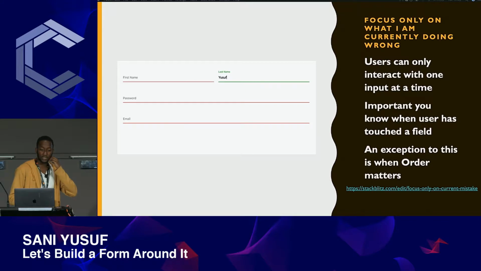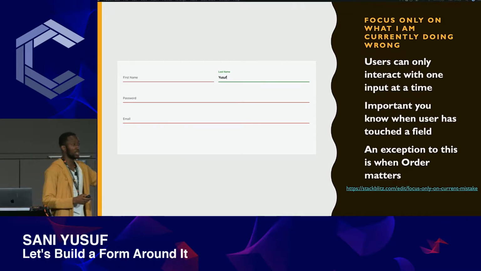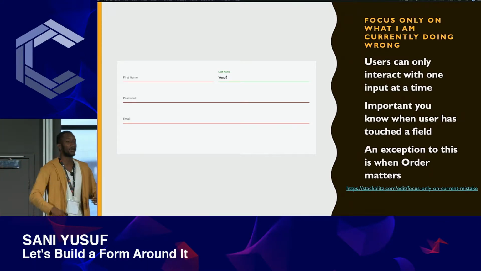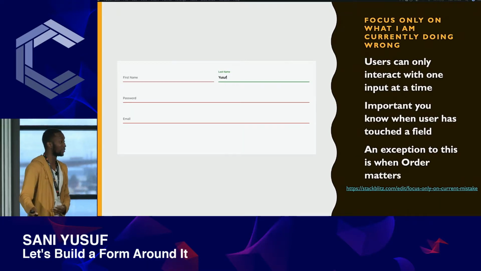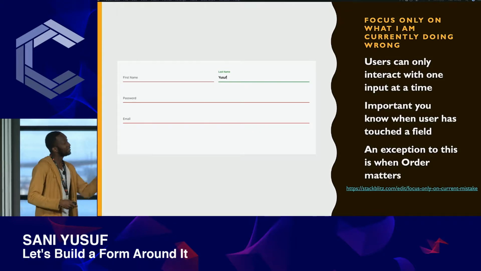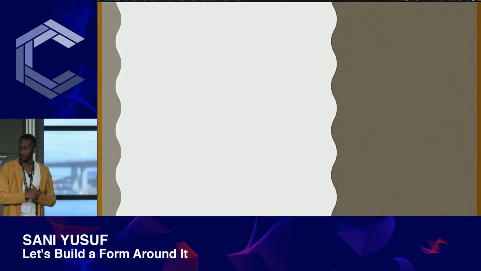And sometimes this is when you have order. You need specific order. Say you need someone to put their postcode first so that you can see if you actually deliver to them or not, and that's more important. Then this pattern doesn't really matter.